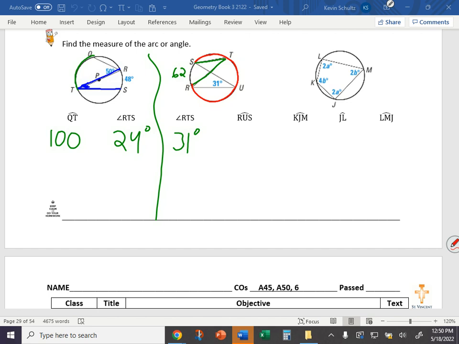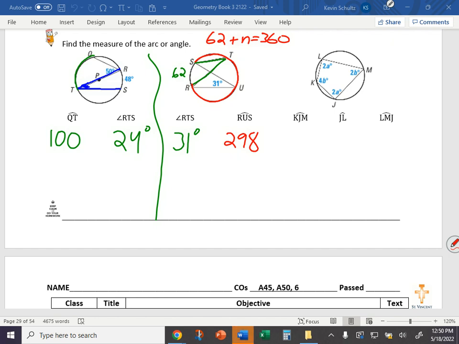Subtract 62 from 360. If the whole circle is 360, which is given, and we know that part of it is 62, 360 minus 62 gives us 298, right? Because if we know part of it and we want to know the rest of it, that means that the part that we know plus the part that we want has to equal the whole thing. And so it is solving for the variable to get to that 360 degrees. So 360 minus 62.